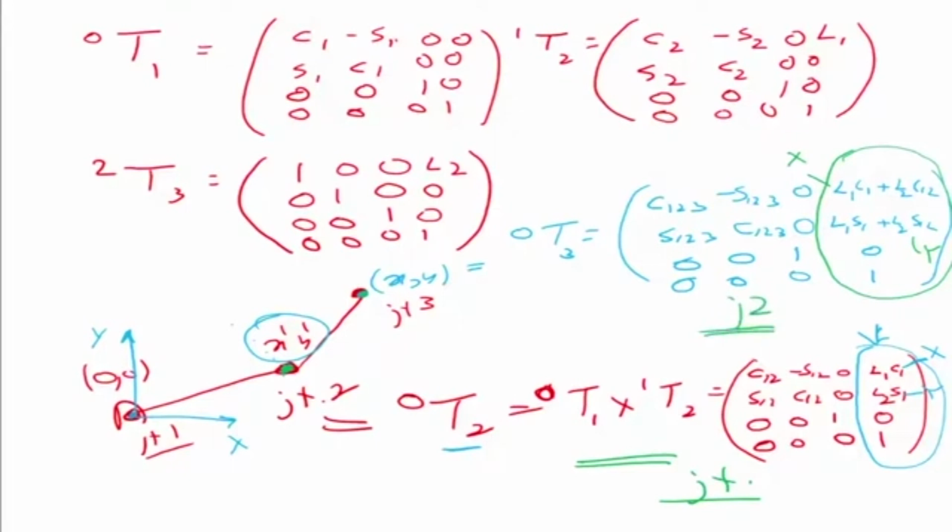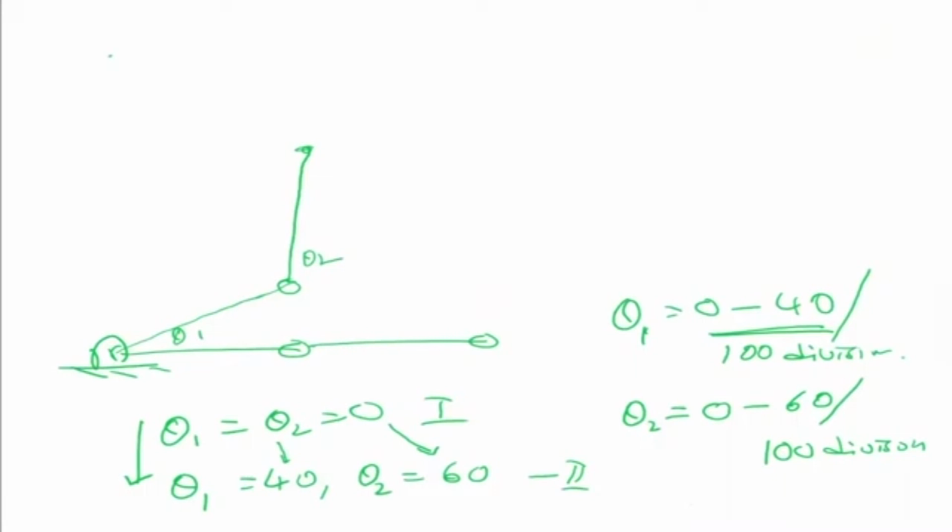So I will use this transformation matrix. Look at that last column, L1 cos 1 and L1 sin 1. This is going to give me x dash and y dash, the position of this joint. Similarly, for T0 to 3, the last column is going to give me the x and y of this joint. As I'm incrementing, I will start with theta 1 equal to 0, theta 2 equal to 0, and slowly keep increasing. So this will probably be 0.4, 0.6 in the first step.